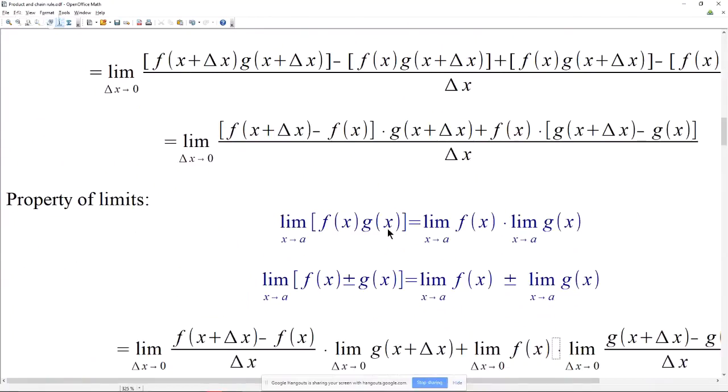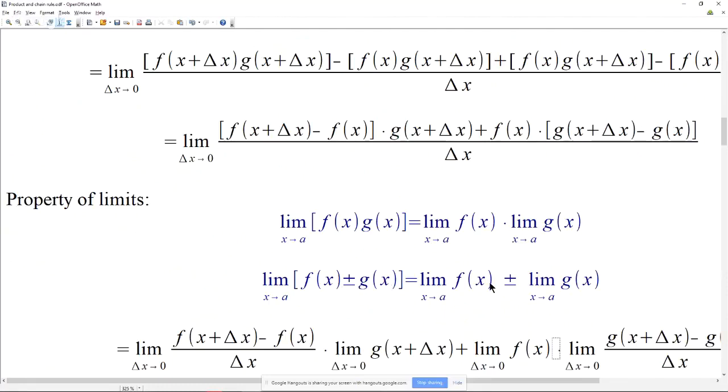This is where you actually apply the properties of limits. Now, we didn't really go over the properties of limits too much. I explained them at one point. Some of these are pretty self-explanatory. For the product of two functions, the limit as x approaches a, you can separate them. The limit of the product of these two functions is equal to the limit of one function as x approaches a times the limit of the other function as x approaches a. Not too difficult. You're just separating them out.